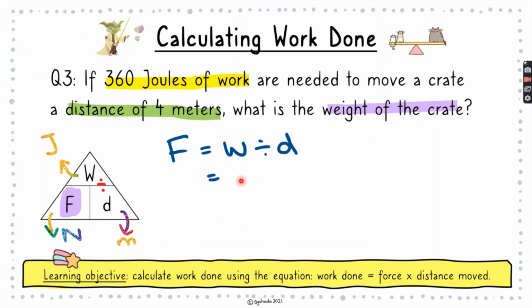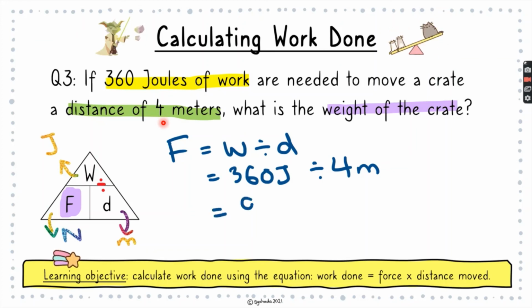All right, so it's equals to, so what is your work done? Your work is 360 joules, and you're going to divide it by the distance, which is 4 meters. If you have your calculator with you, you can do this with me. So the force would be equals to 90 newtons.